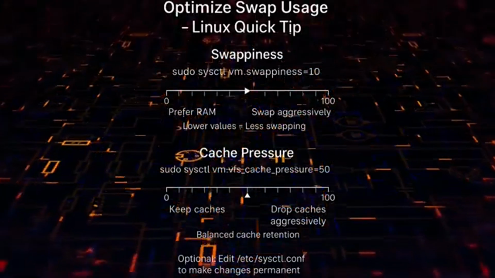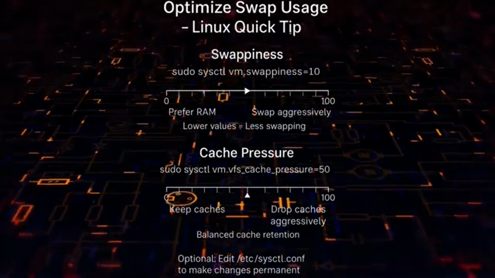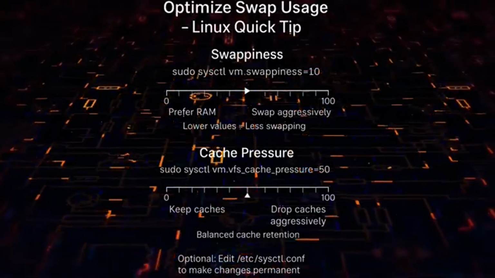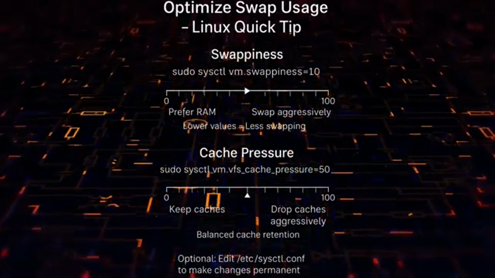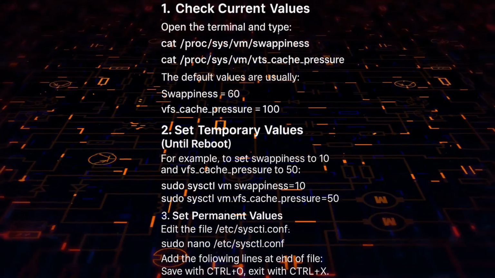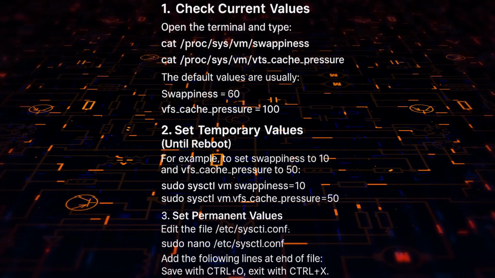Swappiness controls how aggressively Linux uses swap. Setting it to 10 tells the system, use RAM as much as possible, then swap only if really necessary. Cache pressure controls how aggressively the system clears file and directory caches. 50 is a good balance.